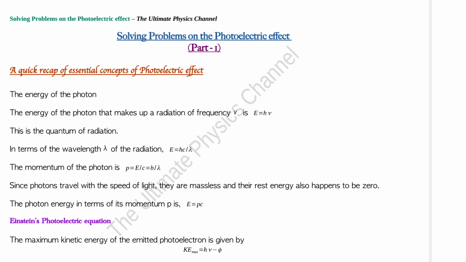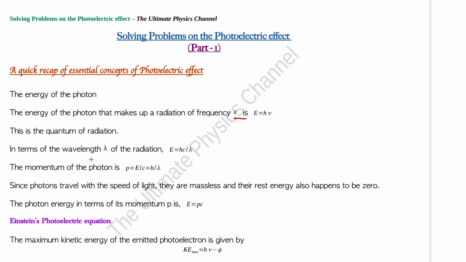The energy of the photon. The energy of the photon that makes a radiation frequency nu, let's say, is E is equal to h nu, that is Planck constant times the frequency. That is the total energy of a single photon. This is also called the quantum of radiation from Planck's quantum theory of black body radiation. This was originally conceived.